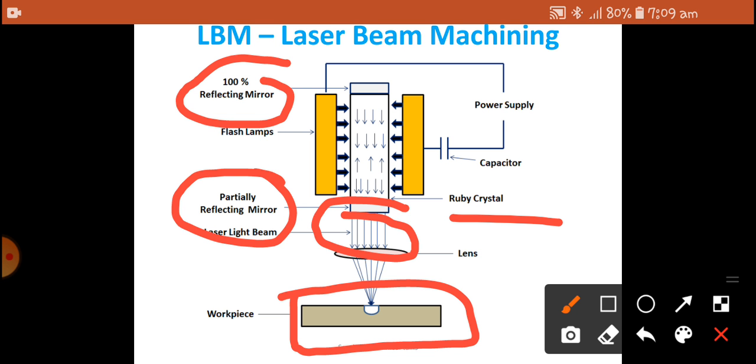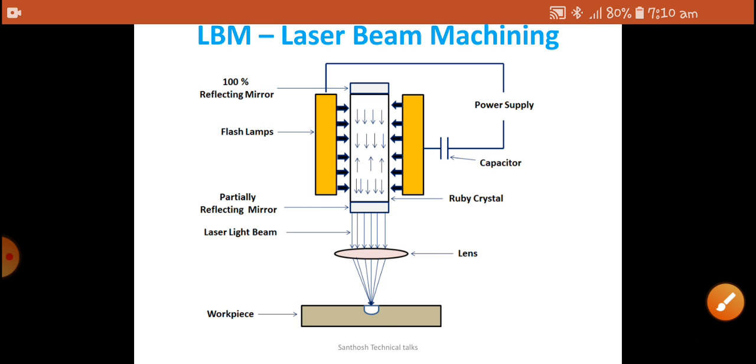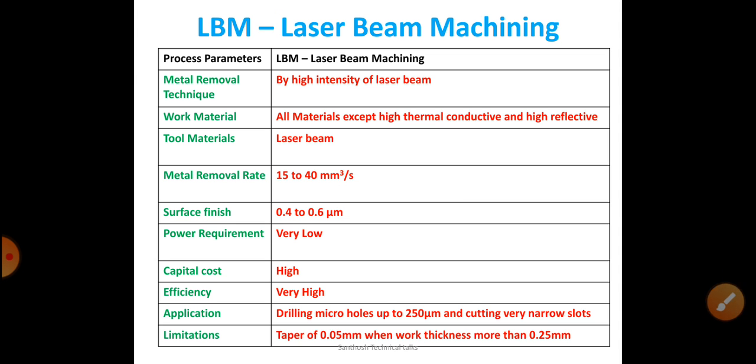The flash lamp makes the ruby crystal glow heavily. So here the laser beams will go up. The 100% reflecting mirror reflects the laser to the lens, and the lens helps in concentrating the laser beams onto the work material. So like that the laser beam is used.